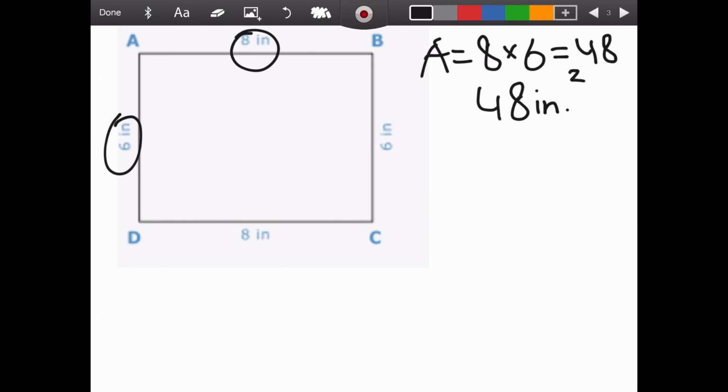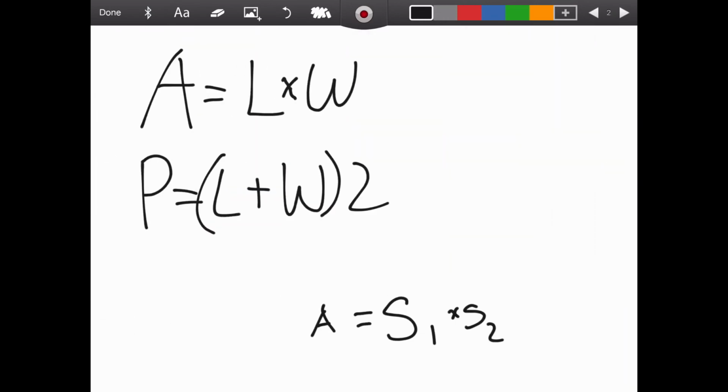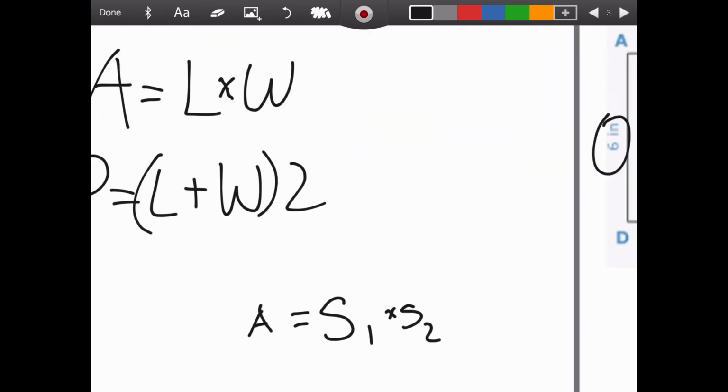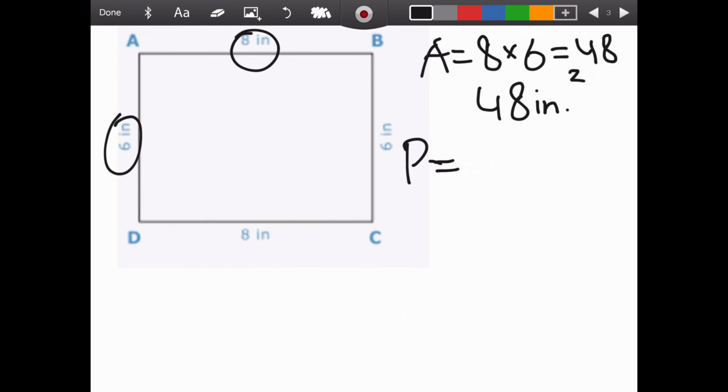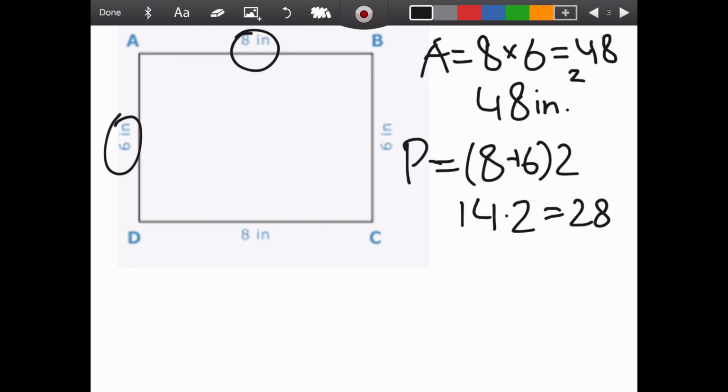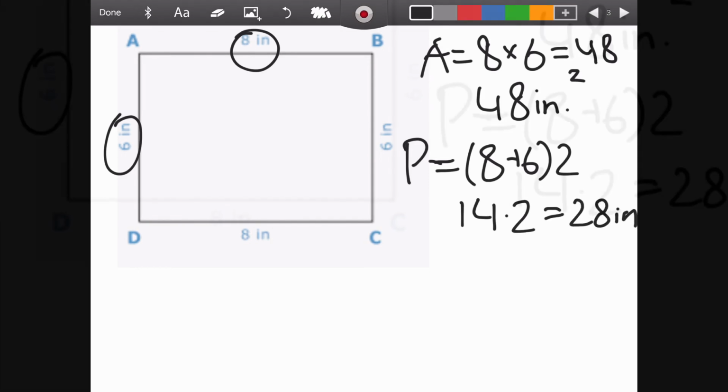Now perimeter. Perimeter is going to be length plus width, in parentheses, times 2. So 8 plus 6 times 2, which is going to be 14 times 2. 14 times 2 is 28. And it's going to be measured in inches.